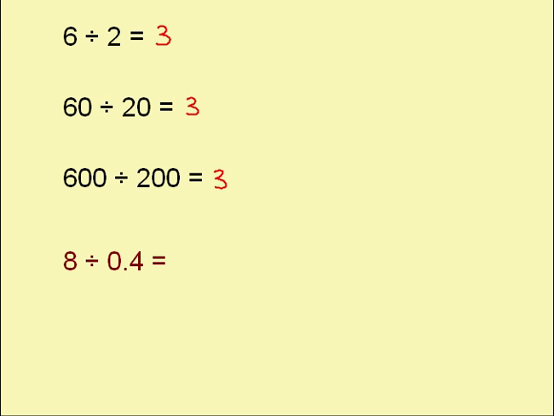We can now use what we've just noticed to answer a question like this. I don't want to divide by 0.4 because it's really difficult, but what I can do is multiply both of these numbers by 10. That will give me 80 divided by 4. Now I know that the answer to this question will be exactly the same as the answer to this question. 80 divided by 4 is 20, so I know that the answer to this is 20.